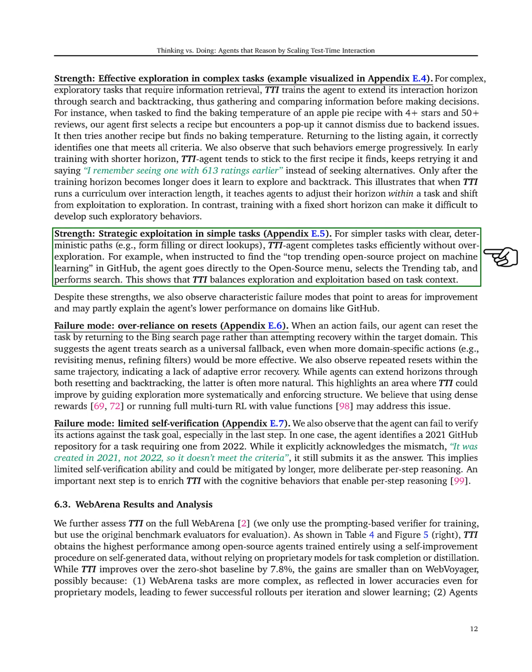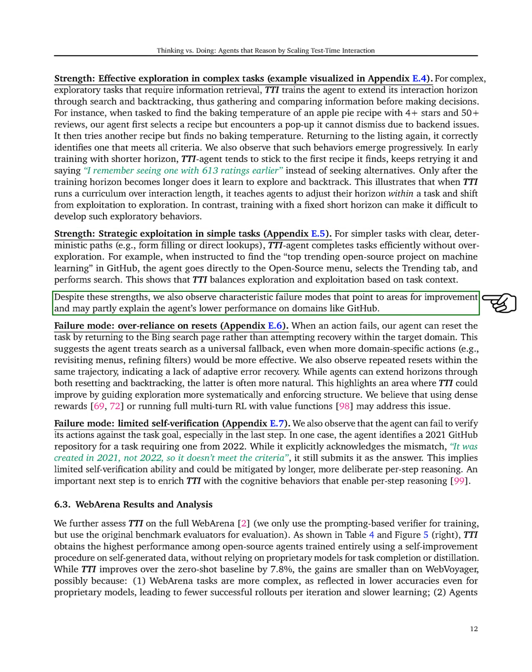Another strength is our strategic exploitation in simpler tasks. For straightforward tasks, like filling out forms or looking up information, the TTI agent efficiently completes tasks without unnecessary exploration. For instance, when asked to find the top trending open source project on GitHub, the agent quickly navigates to the relevant section and performs a search, demonstrating a good balance between exploration and exploitation based on the task context.